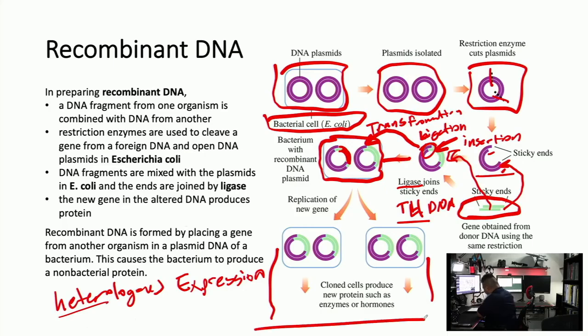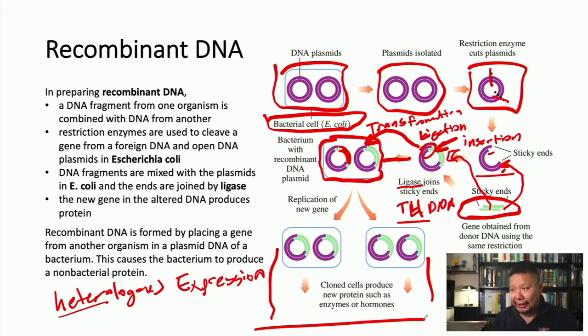And this is the traditional way of doing recombinant DNA. Now we can do things like use CRISPR, where we can directly modify DNA, CRISPR-Cas9. But traditionally, this is what recombinant DNA has been.